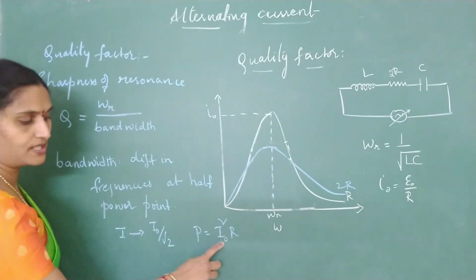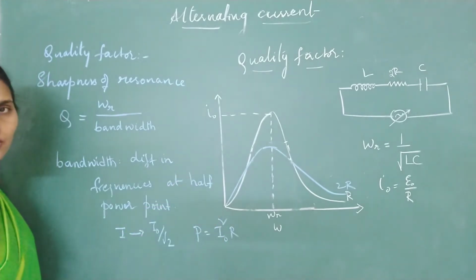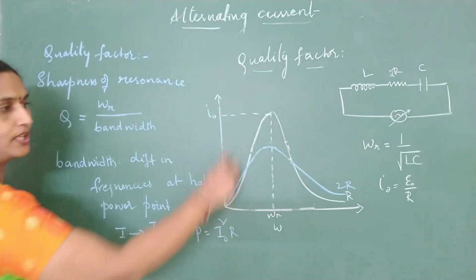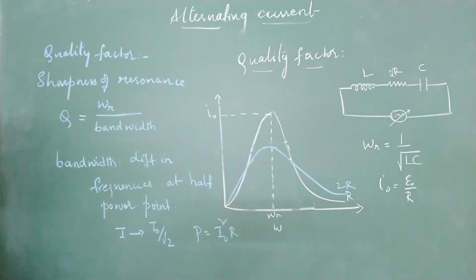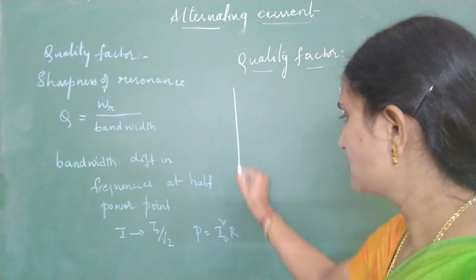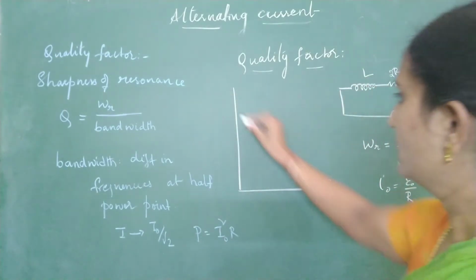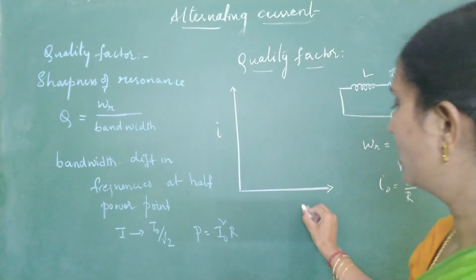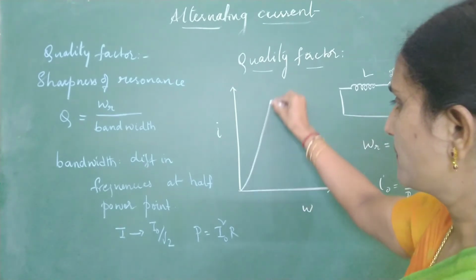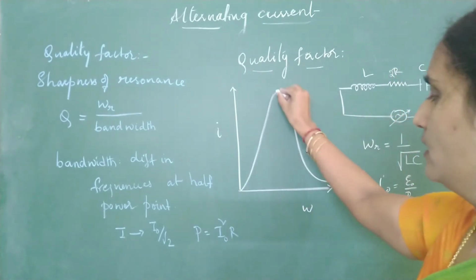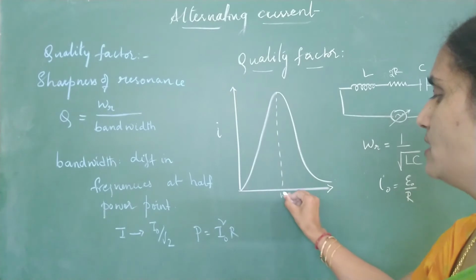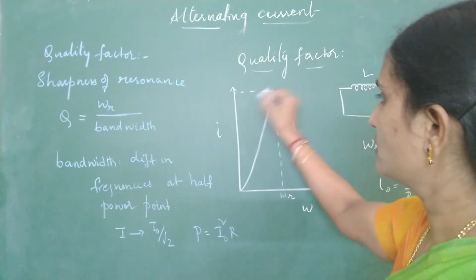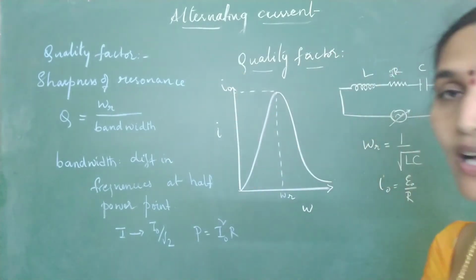To represent this I0 by root 2, we will go back to the same graph. I will show you only one line instead of two. Repeating the graph, look at this. This is your I versus omega graph for an LCR circuit. This is your resonating frequency omega R, and the corresponding current I took as I0.